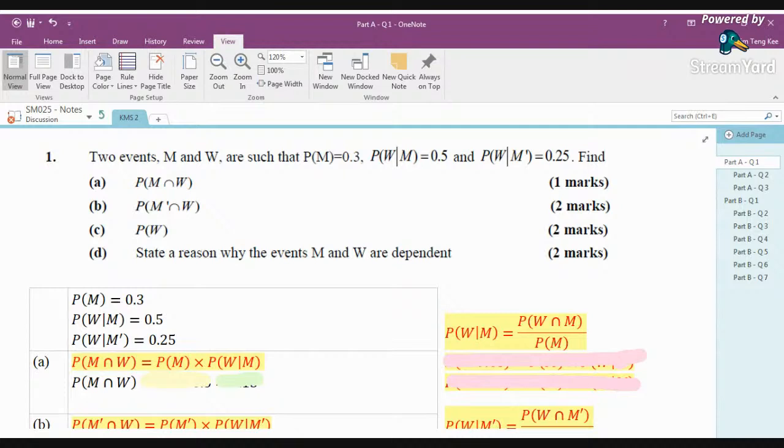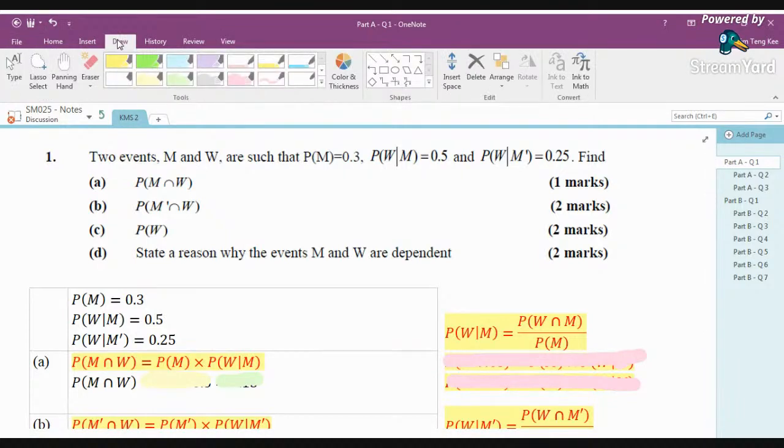In section A, part A, question 1: given that two events M and W are such that P(M) is 0.3, then P(W given M) is 0.5, and P(W given M prime) is equal to 0.25. Find the following. So how do we get this answer?